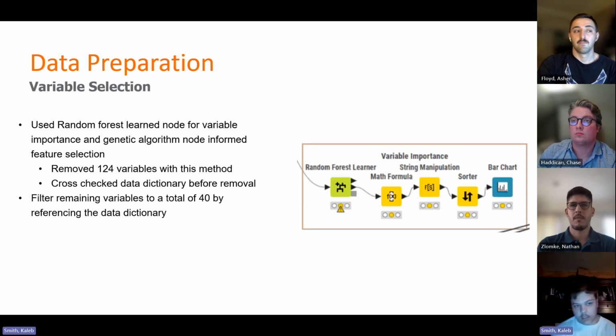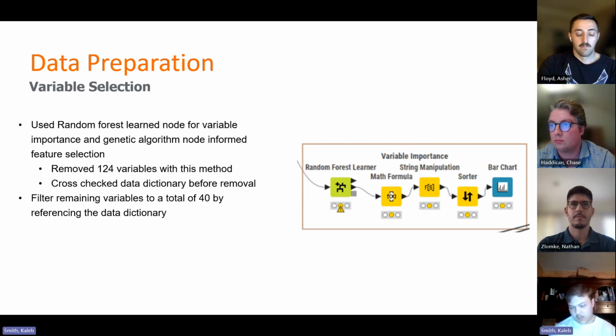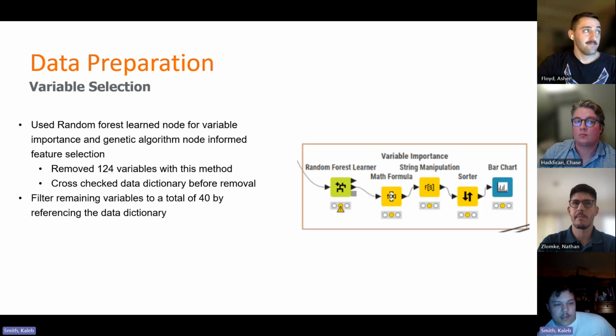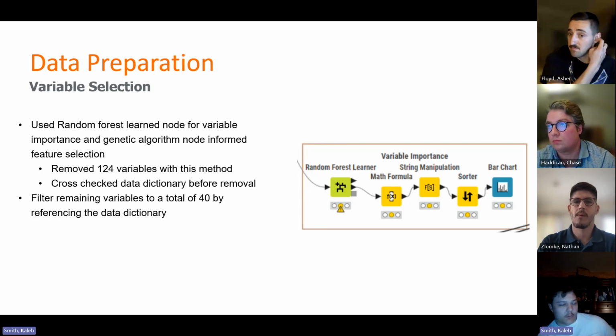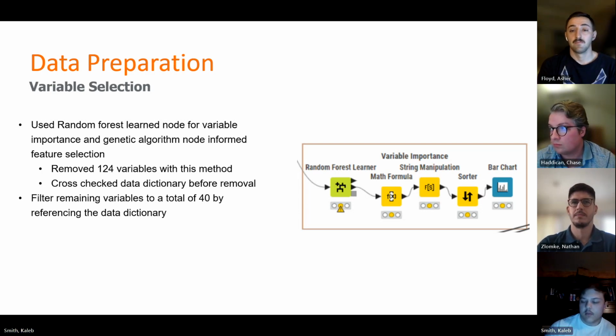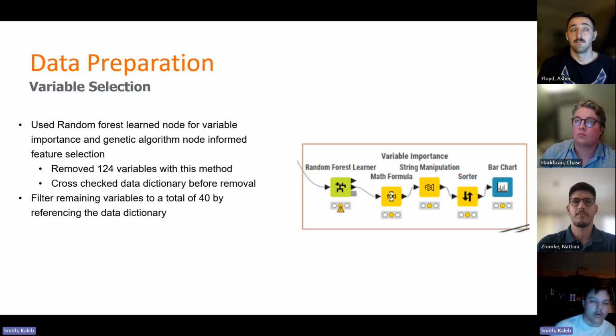Next, we went through and selected the variables down from 204 to about 40. The way we did this was using the random forest learner node in KNIME. So once the data was filtered, the variable selection occurred. We took the 204 variables that we originally had in the combined data set and dwindled it down to about 40 to improve model performance. With this, we used the random forest learner node in KNIME to look at the variable importance of how they reacted with the injury high or low.